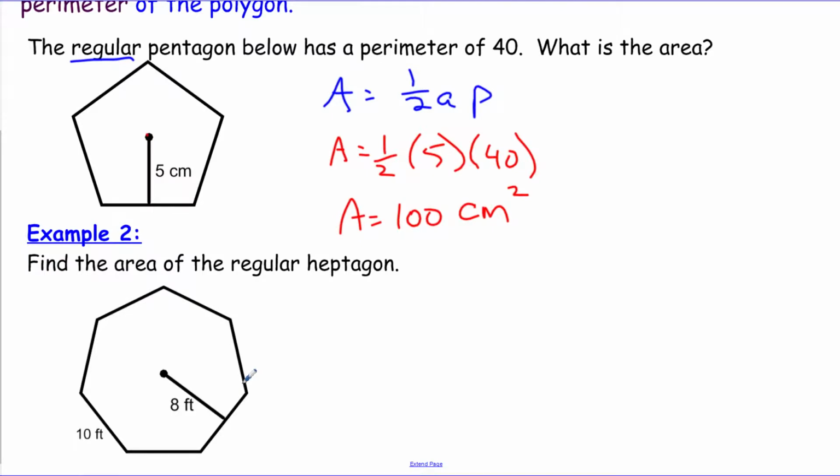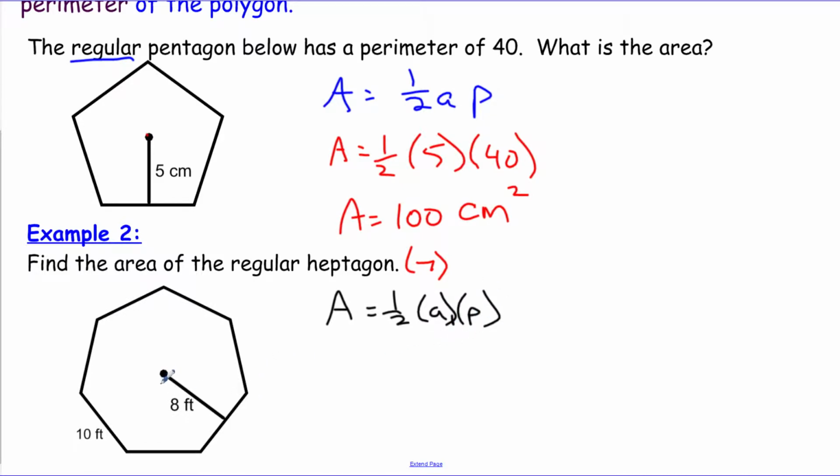So looking at the second example, what you're going to notice as we go through these examples is I'm going to slowly take away information from you. So in some of the very last examples, you're going to have to calculate everything, right? So in this second example, regular heptagon, if you forget, means that it has 7 sides, okay? We're going to, again, start off, I'm seeing the word regular, so I'm going to write 1/2 AP, okay?